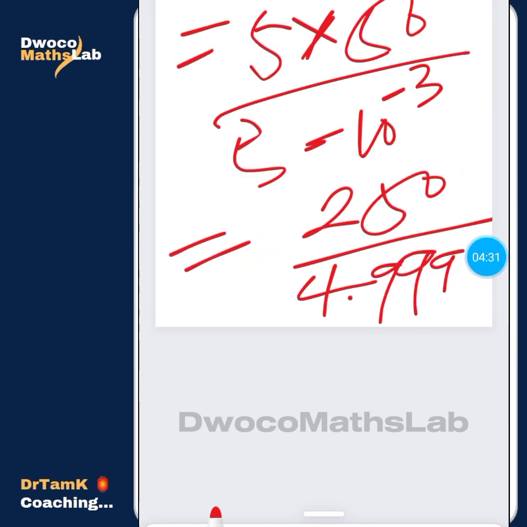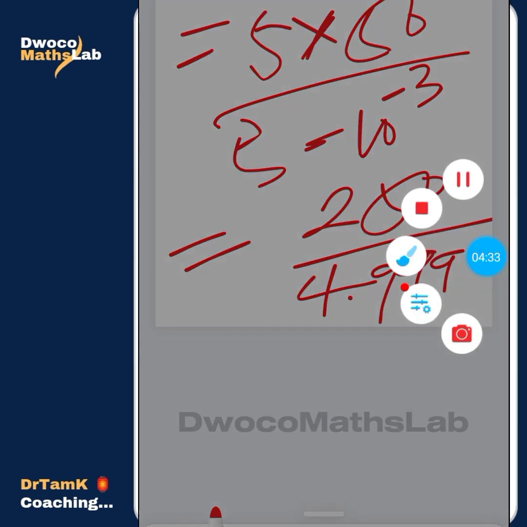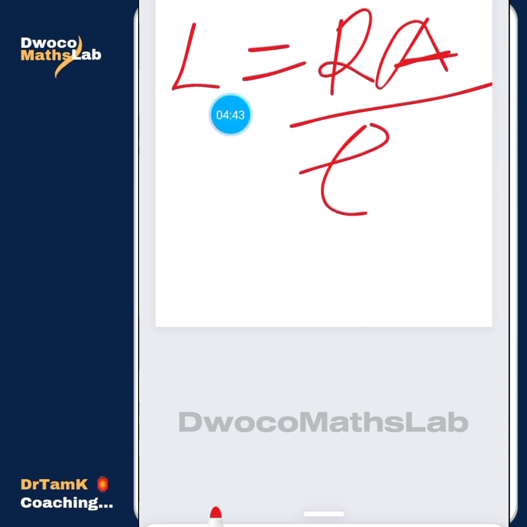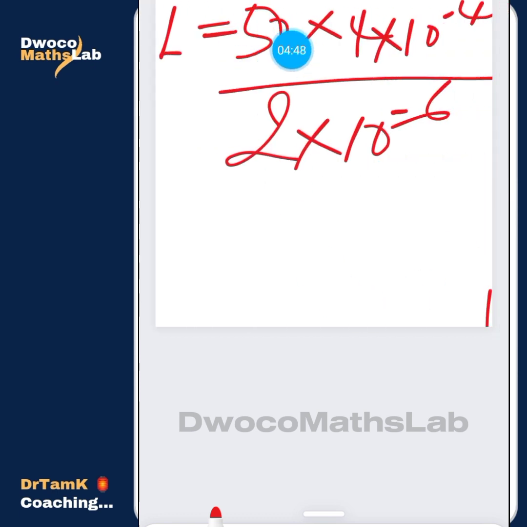Let me bring them out so that we do not waste our time. All right, so we got the values this way, right? The length is given to us, 50 is the resistance. Look at the formula. The length equals RA over what? Resistivity. So the resistance, which is 50, times 4 times 10 to the power minus 4. Please, this is centimeter square. So what we're going to do is convert it to meter square, and then the resistivity is 2 times 10 to the power minus 6 ohm meter.